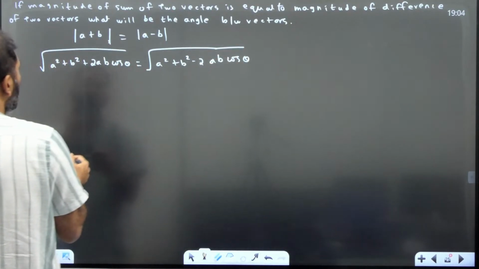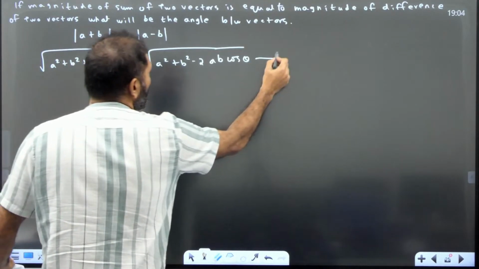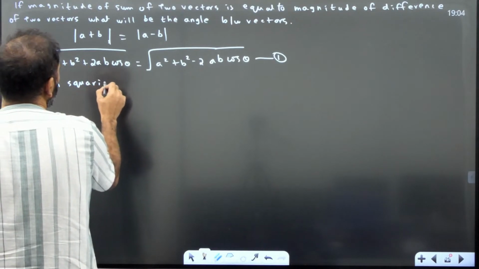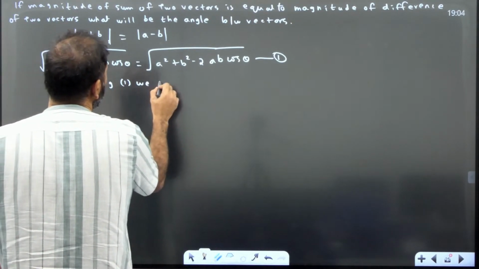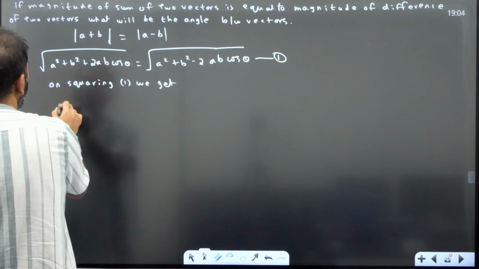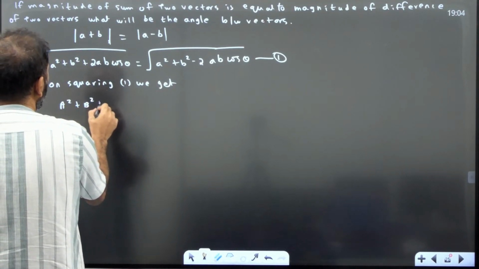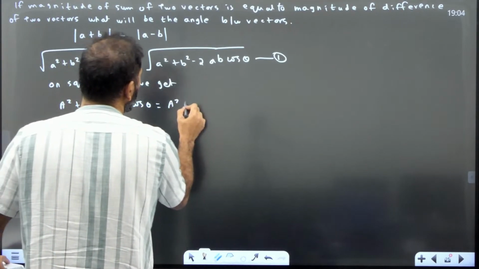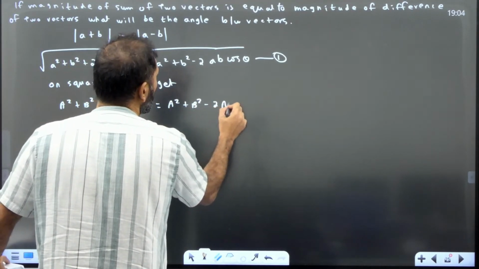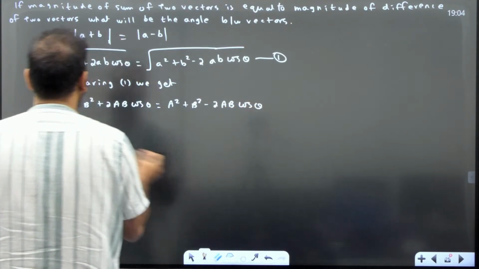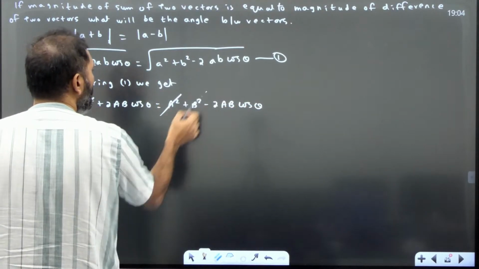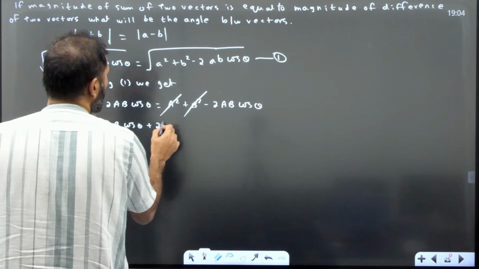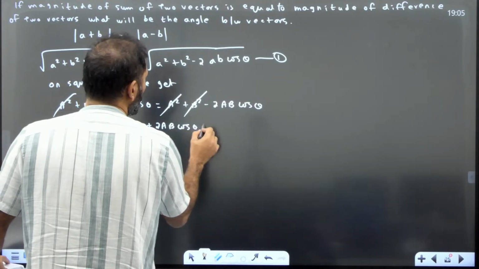So let us do one thing: let this be equation 1. On squaring equation 1 we get A square plus B square plus 2AB cos theta is equal to what? A square plus B square minus 2AB cos theta. Here A square cancels, B square cancels, and 2AB cos theta plus 2AB cos theta is equal to 0.